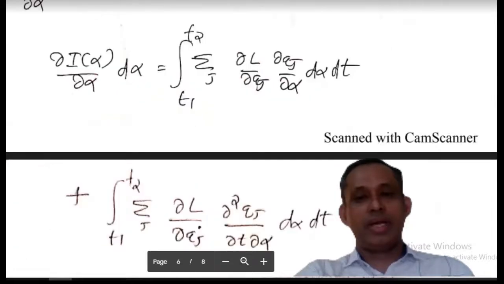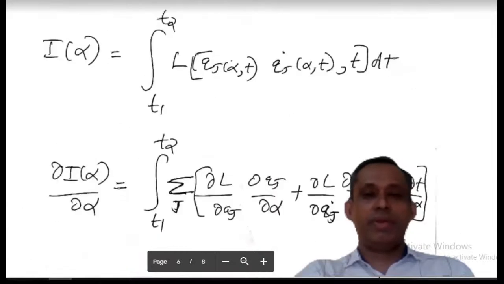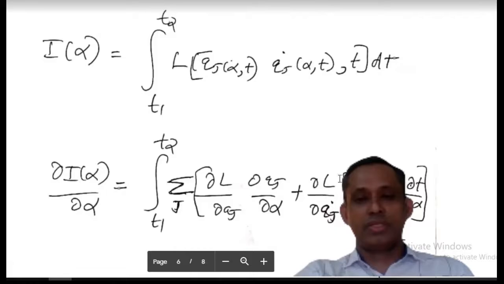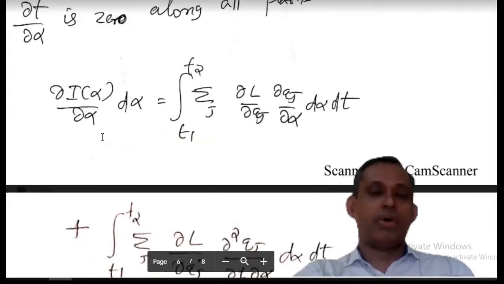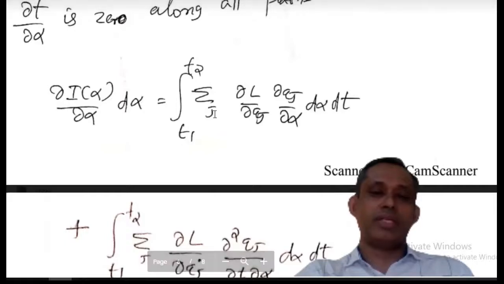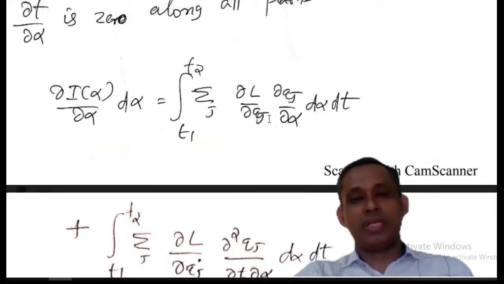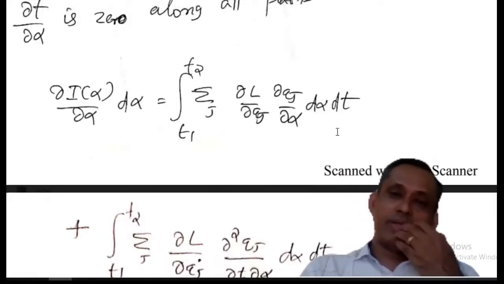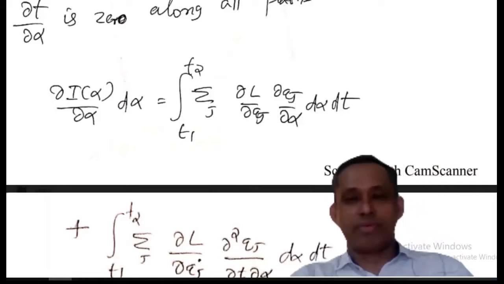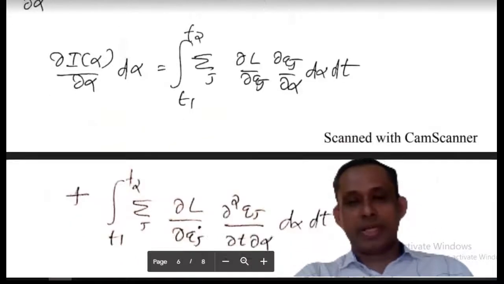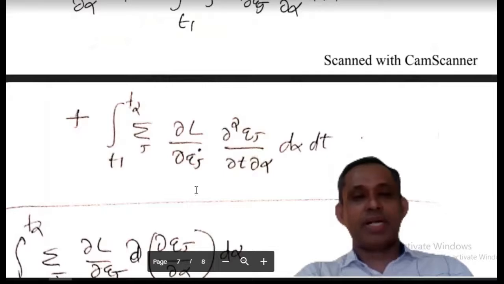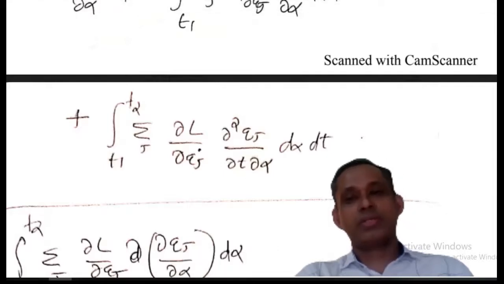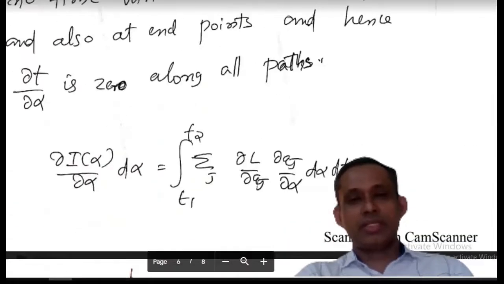So we will have only these two terms. This is ∂I/∂α dα, that is integral from t1 to t2 of sigma j ∂L/∂qj ∂qj/∂α dα dt, plus sigma j ∂L/∂qj dot. I am writing this term.